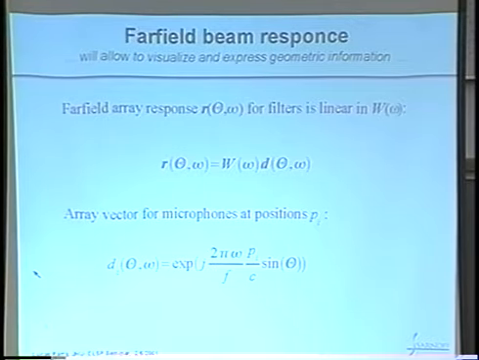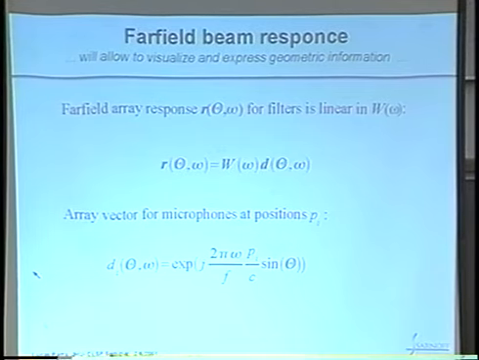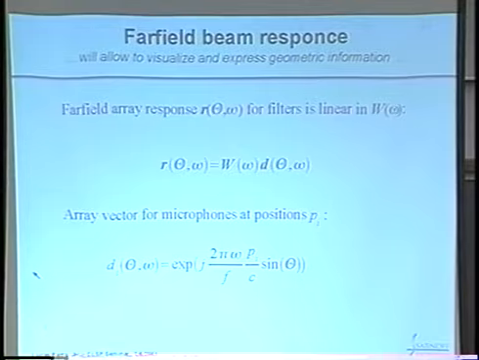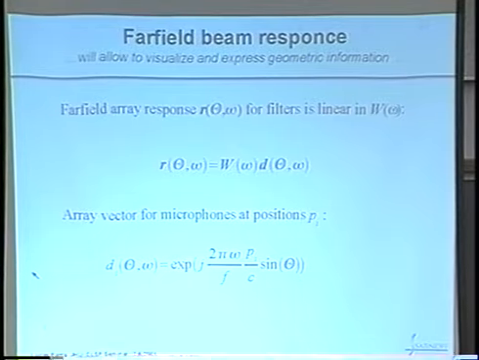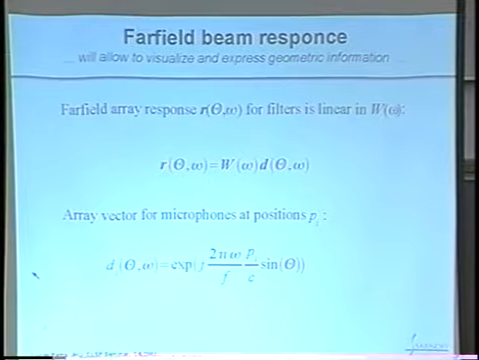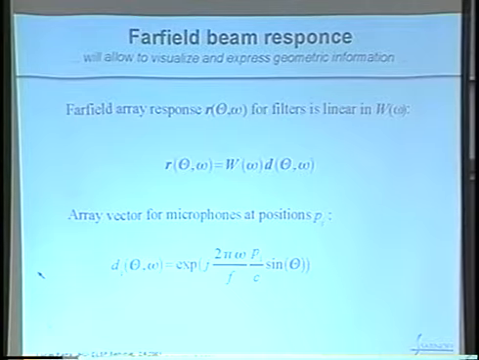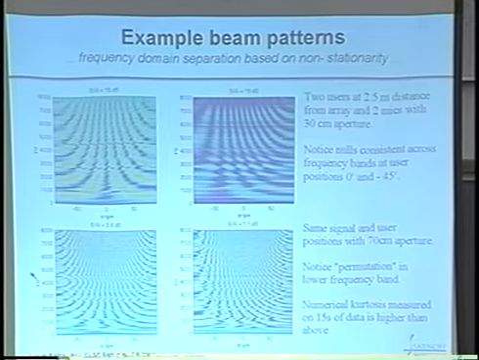And this D is something that specifies the array. It has to do with the dimensions of the array, the positions of the microphones, the angles, the frequencies, sampling frequencies, stuff like that, right? So by looking at this R, I'm going to be able to say, for a specific filter, what spatial response am I getting? So here are some results that we had at the beginning of this project.